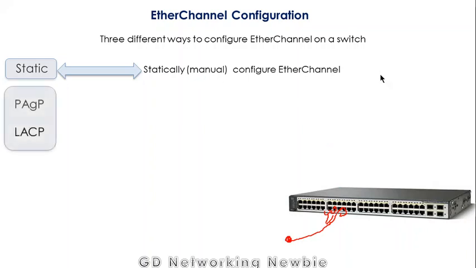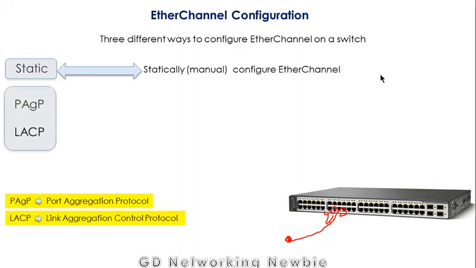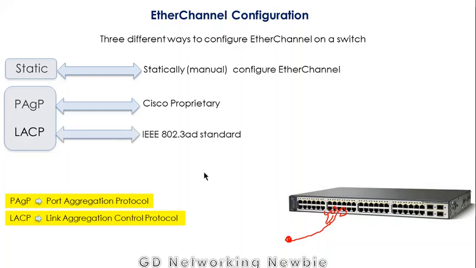Then we have 2 other methods, PAgP and LACP. The first one is port aggregation protocol, and the second one is link aggregation protocol. The first, PAgP, is a Cisco proprietary protocol. So this is a property of Cisco. And the second one is the open standard, that is LACP, given by the IEEE 802.3ad standard. So this is how we know it, given by IEEE.